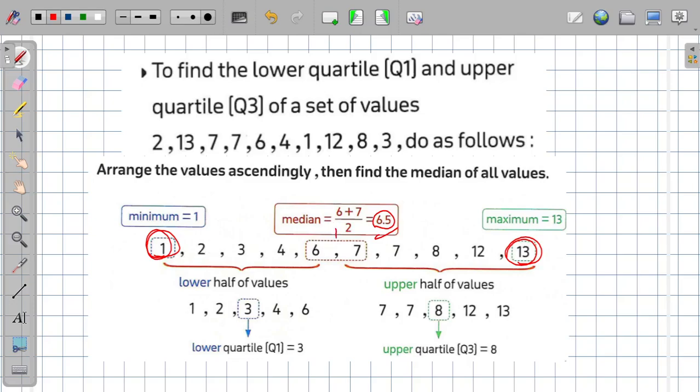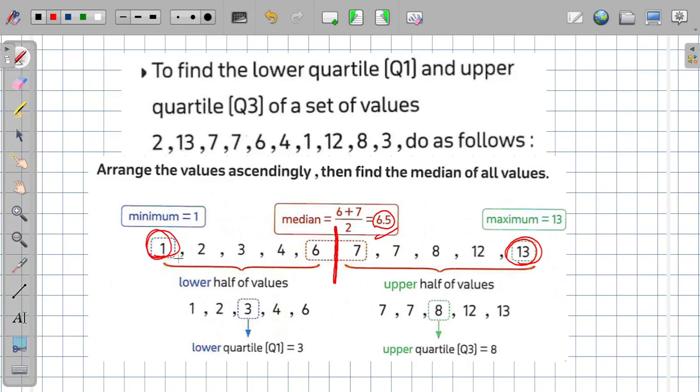So we will cut the set of values into two halves like this. This is the lower half and this is the upper half. Here I have 5 values and here I have 5 values. So I will consider that this is a new set of values and this is a new set of values. I will find the median of this set of values and the median of this set of values.